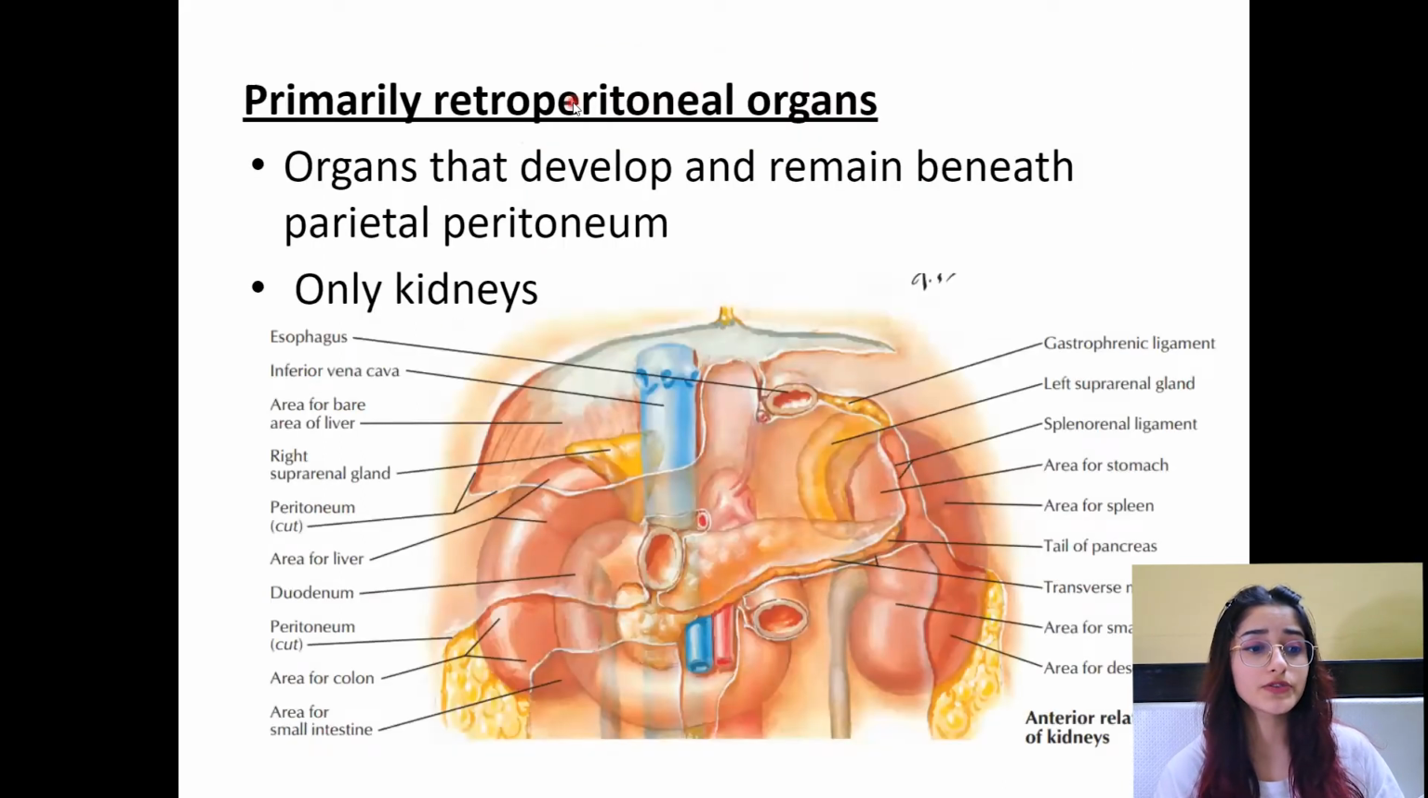Now, primary retroperitoneal organs. Retro means behind. So primary means the organs which are developed and remain behind the parietal peritoneum. And this is only kidneys. And this is a beautiful picture by Netter's. You can see it is covered by the peritoneum. The organs have been removed, so you can have a better idea.